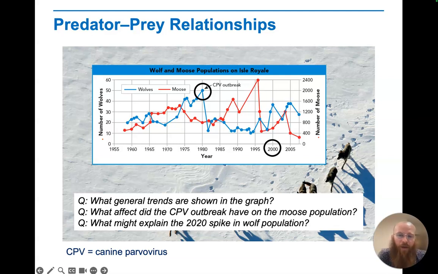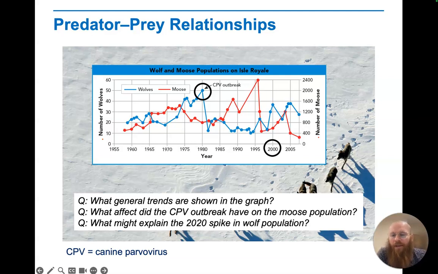Right? So we're tracking from around 1957 to around 2007. So looking at about a 50-year span here, and it's important to know that wolves, in this case, are the predators and moose are the prey. So wolves hunt moose. Now, I can ask a question. What are some general trends that are shown in the graph?